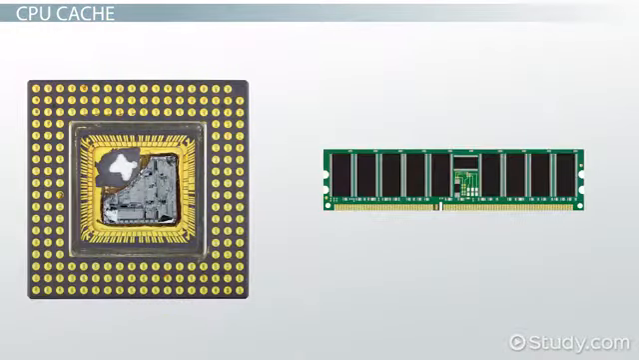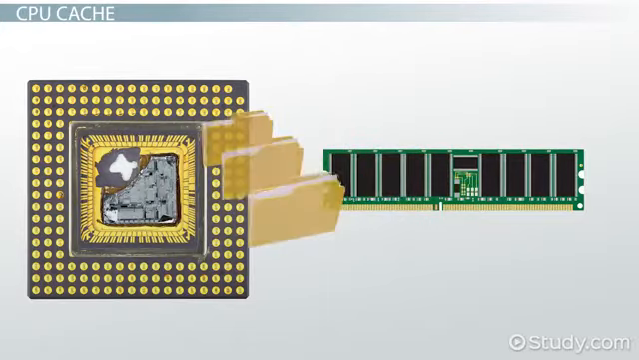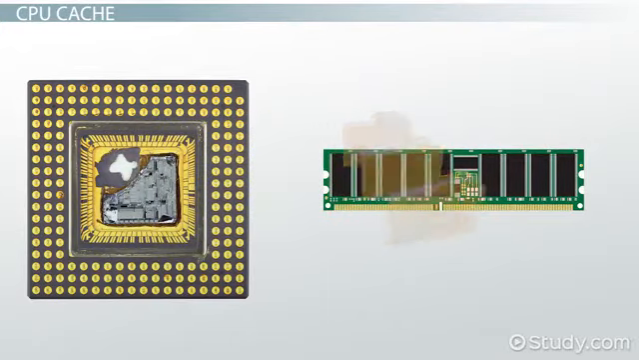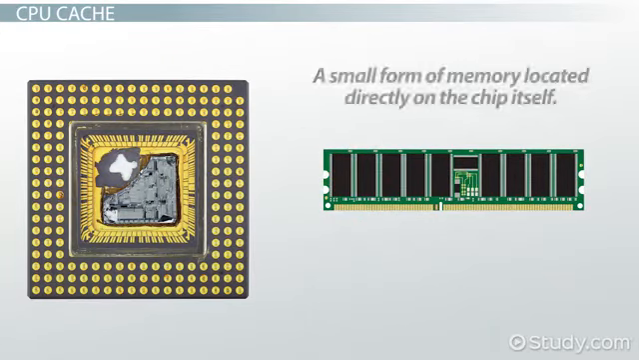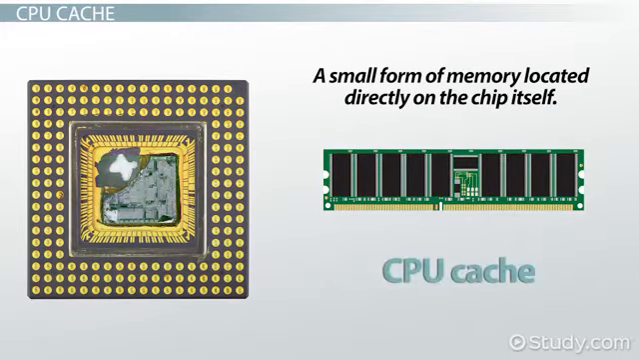One of the slower aspects of computer processing is the interaction between the CPU chip and the main memory in the form of random access memory, RAM. Installing more memory is not always a solution. The bottleneck is often the time it takes to access the memory. So what have chip designers come up with? A small form of memory located directly on the chip itself. This is the CPU cache.